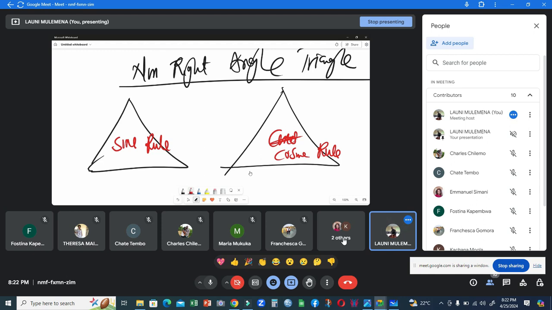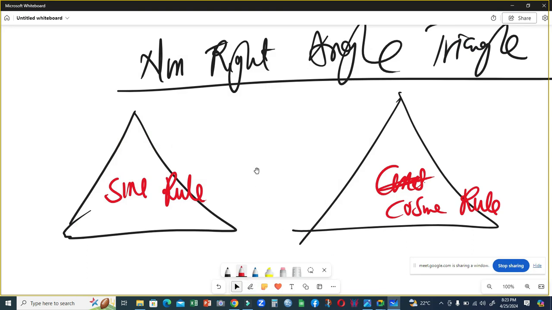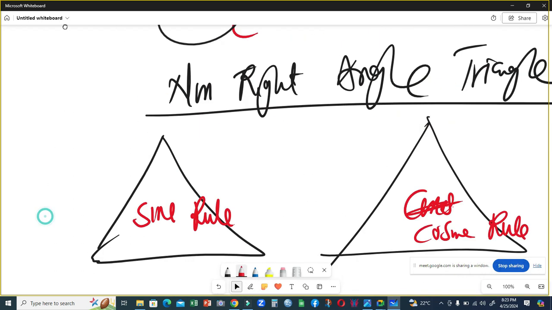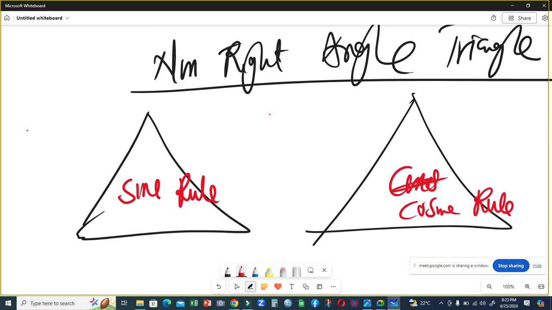Why is it important for you to know these things? The reason is that as far as trig paper 2 is concerned, they will not ask you about a right angle triangle. They won't ask you about this type of triangle. So don't bother to bring SOH CAH TOA under paper 2. Please, do not bring SOH CAH TOA under paper 2.